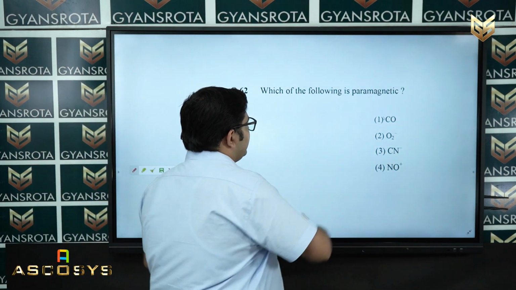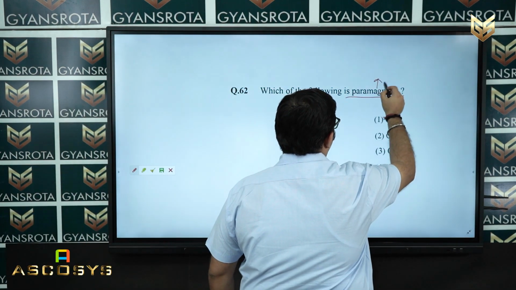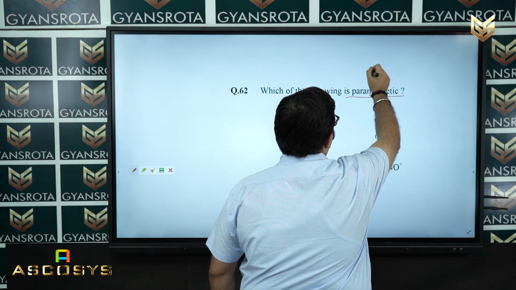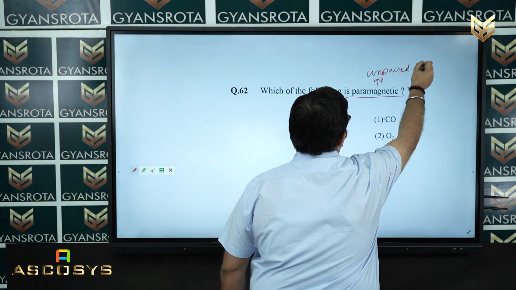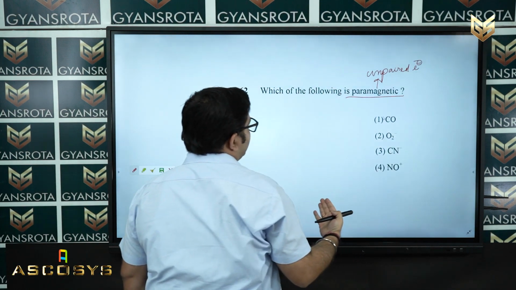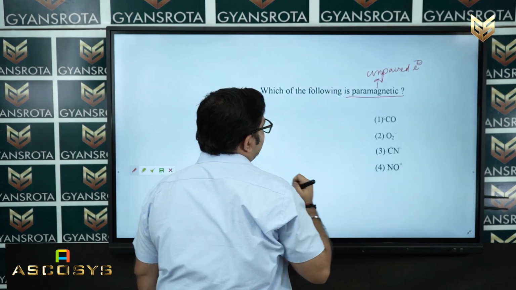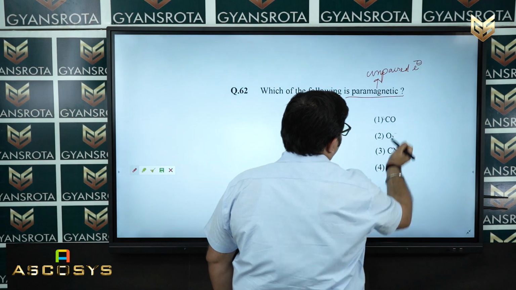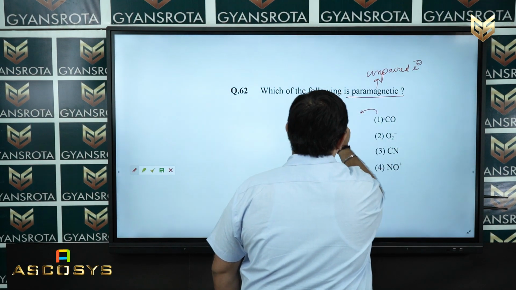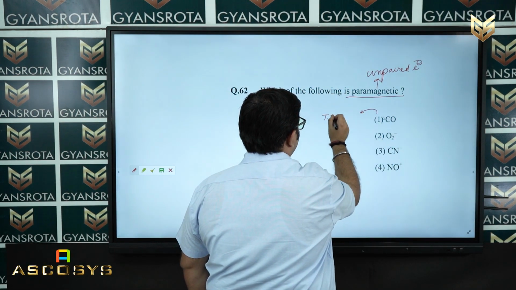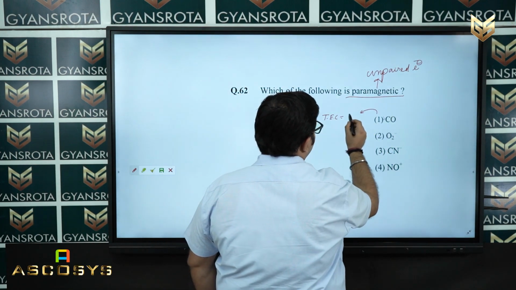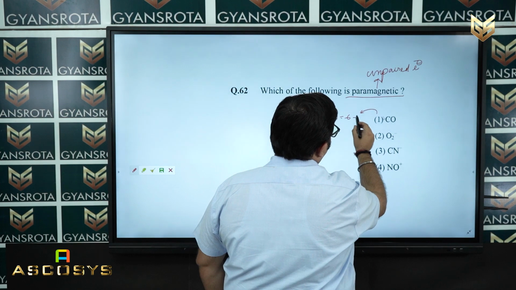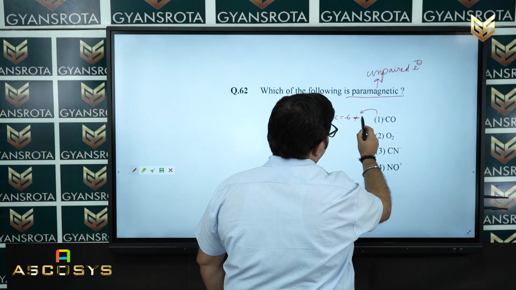So, for paramagnetic we need to find out the unpaired electrons. Whichever compound or element has unpaired electrons is paramagnetic in nature. Now, first you have to count the total electron count. How will we find it out? For carbon it will be 6, for oxygen it will be 8.